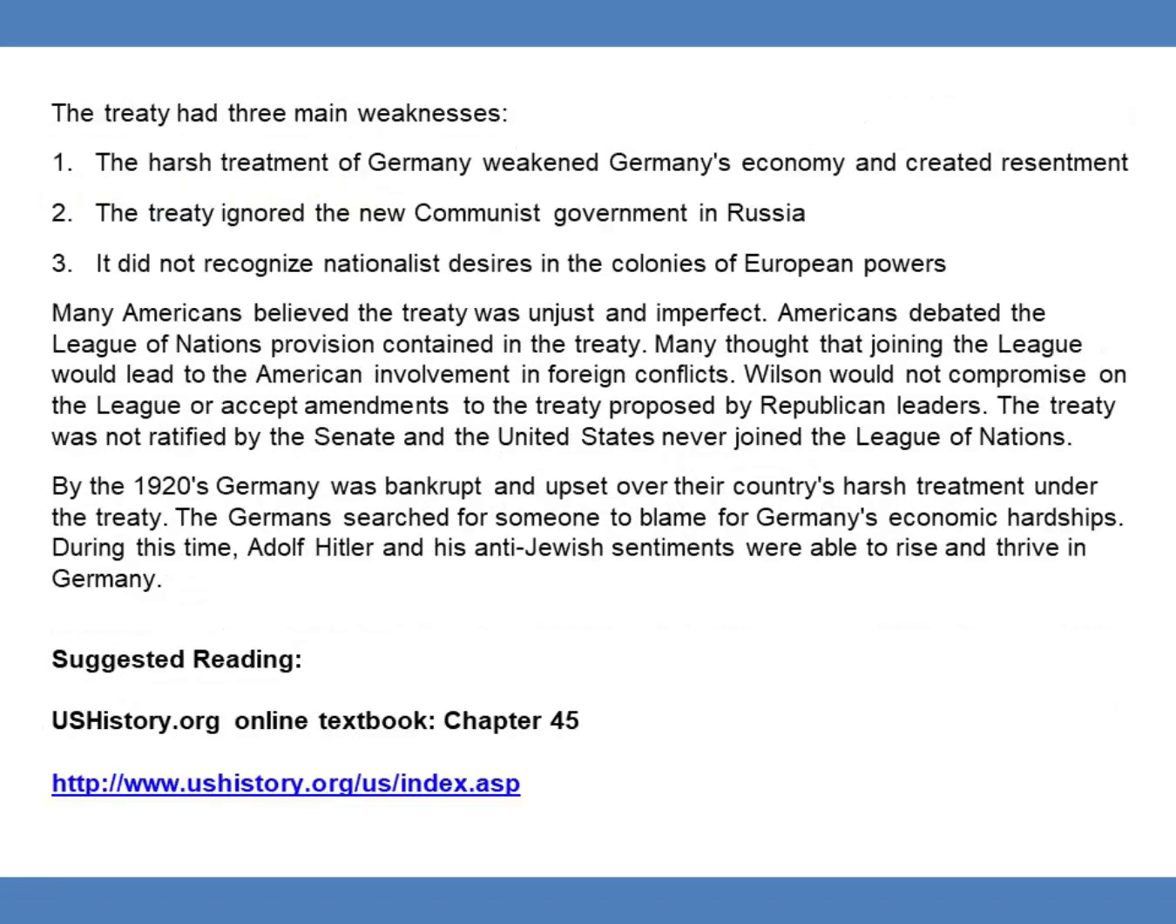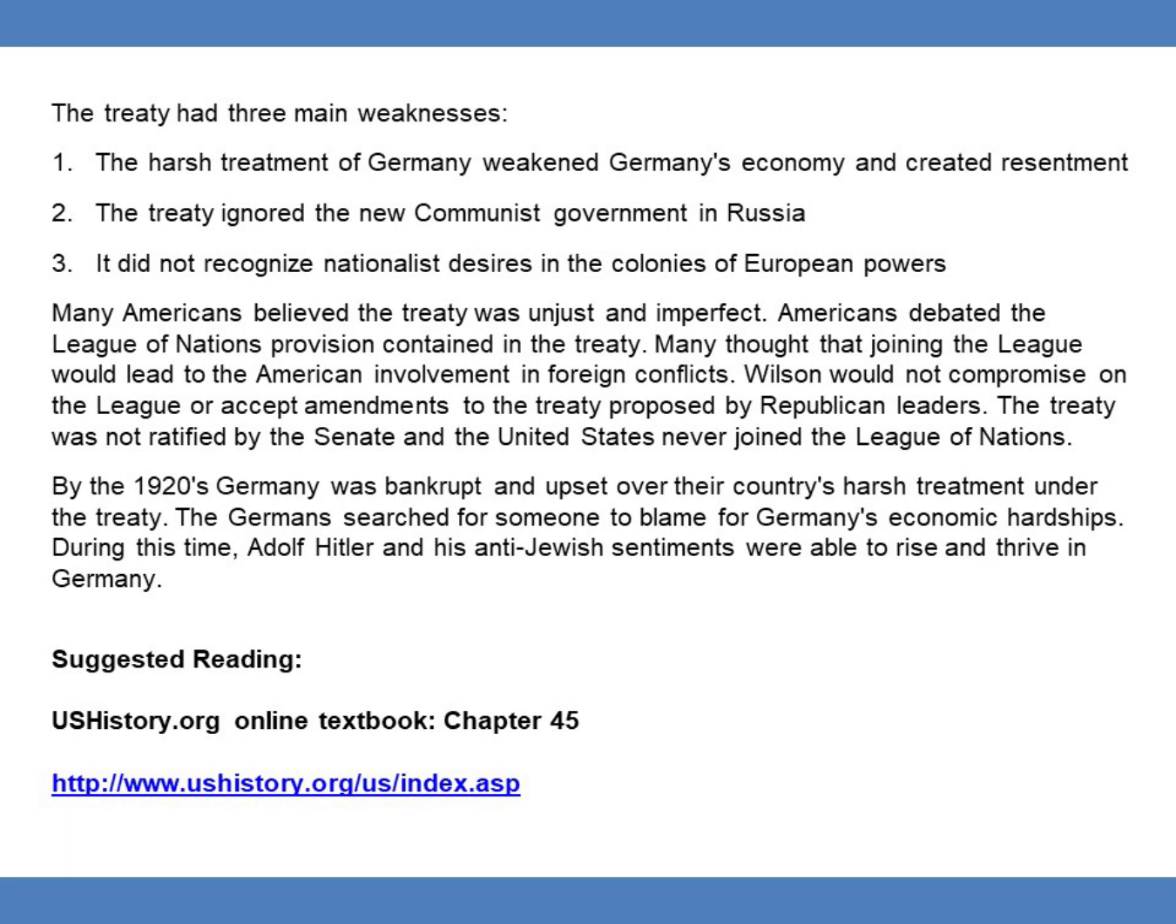The treaty had 3 main weaknesses. The harsh treatment of Germany weakened Germany's economy and created resentment. The treaty ignored new communist governments in Russia. It did not recognize nationalist desires in the colonies of European powers. Many Americans believed the treaty was unjust and imperfect.